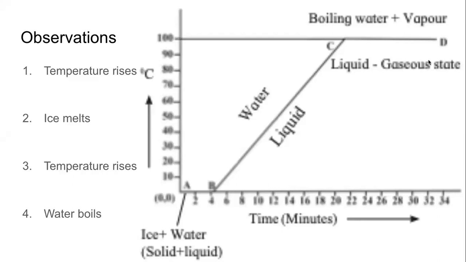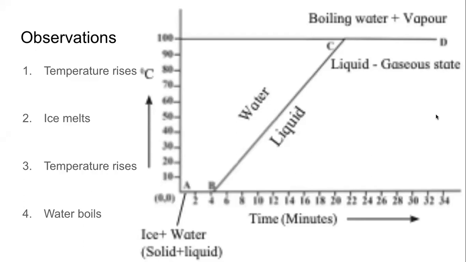Fourth part, final part, temperature doesn't change. What? Water boils. It converts into water vapor and evaporates. This is what this graph is about. Very important graph. There is a question related to this in the exercise. If this type of question comes in the exam, you will not be asked to draw the graph. No. The graph will be given and you will be asked to explain what is happening.